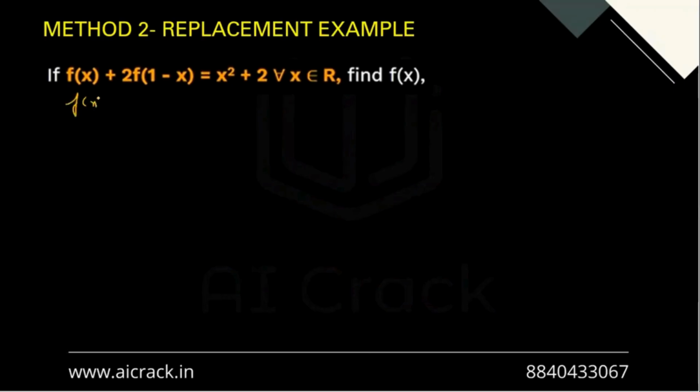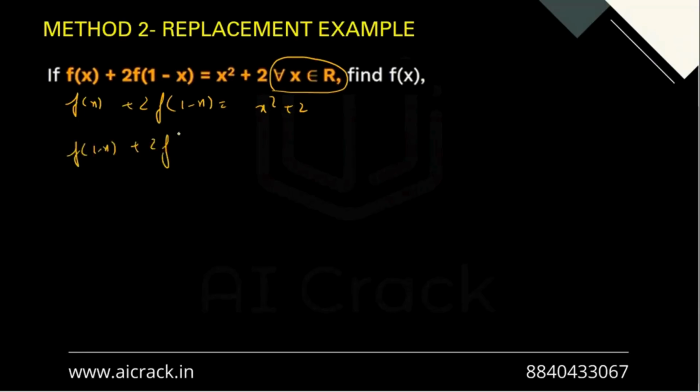So over here, f(x) + 2 times f(1 - x) = x² + 2 for all x belongs to R. When I'm saying for all x belongs to R, I can replace x with something else, right? So I can clearly see that if I write f(1 - x) over here plus 2 times f(1 - (1 - x)), what I'll get over here is nothing but x only. That would give me (1 - x)² + 2.